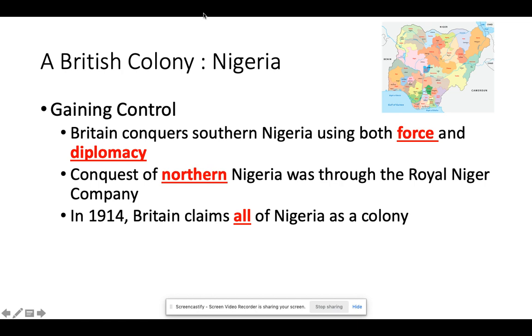And when you look at their conquest of northern Nigeria, they use a joint stock company, the Royal Niger Company, to go in and gain control over this area. And they start to work with the different groups to pull them together. In 1914, we will see that the British will claim all of Nigeria. And that date, 1914, is the year we start heading into World War I. So this competition that these European nations are engaging in through imperialism comes to a head in 1914.